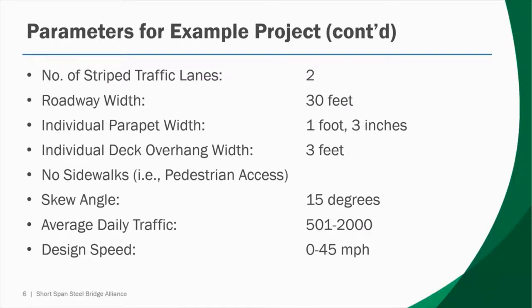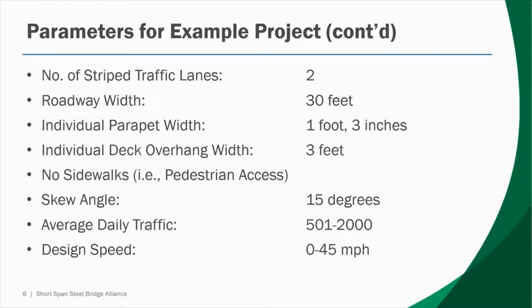We'll assume this bridge has two traffic lanes. It's a 30-foot roadway width. We'll assume each parapet is 1 foot 3 inches wide, and that the overhang width is 3 feet long. For this example, we'll assume that no sidewalks or pedestrian access is on this particular project. However, eSPAN140 does grant the user the ability to specify one or two sidewalks.